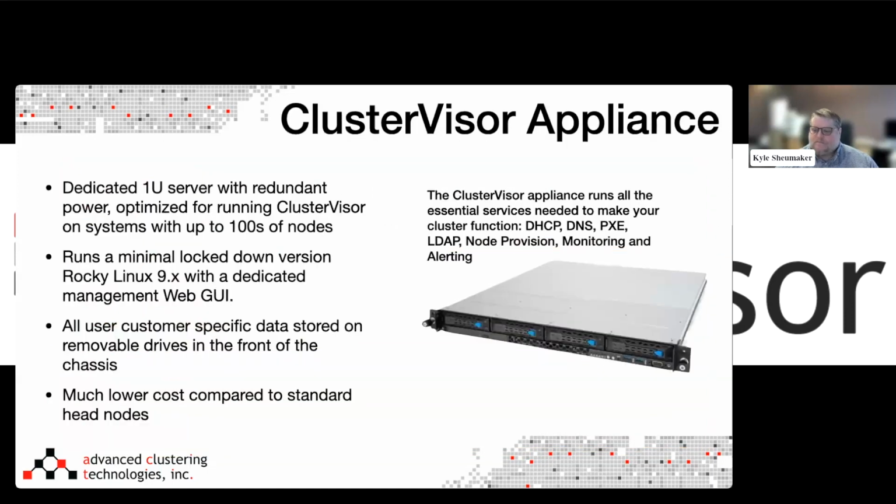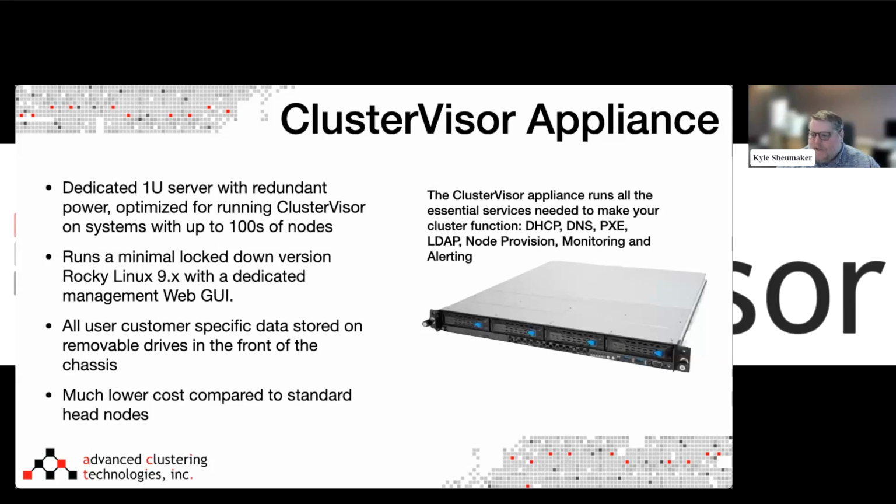So what is the appliance exactly? It's a 1U that was built and optimized for running ClusterVisor. We can easily support up to hundreds of nodes. So we're doing a 200+ node cluster now on it. It's a minimal lockdown version of Rocky Linux 9 with a dedicated web GUI. So it will have a standardized software stack installed.